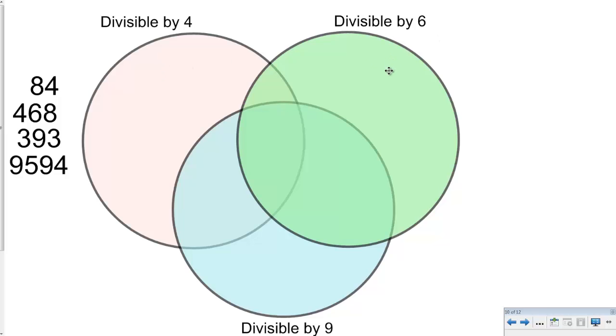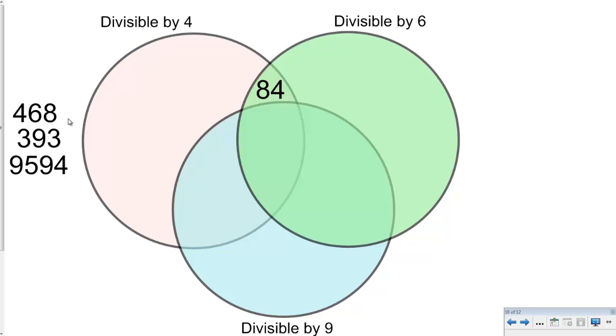Is it divisible by 6? Well, it ends in a 4, so that is an even number. Is it divisible by 3? Well, you have to add them up. 8 plus 4 is 12. Yes, it is. So it is divisible by 6. But if it adds up to 12, 9 doesn't go into 12, so it can't go into the 9 circle. So it has to go into both the 4 circle and the 6 circle.